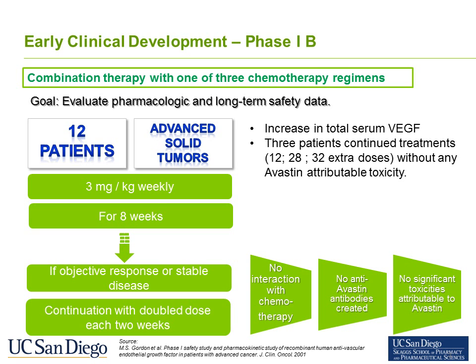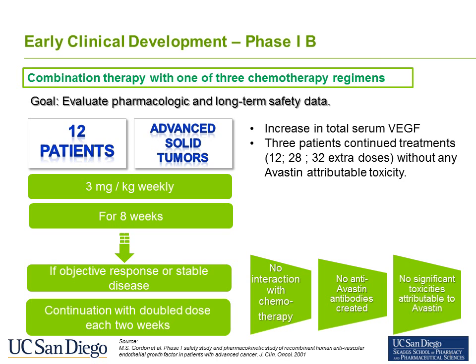Early clinical development, phase 1B. In this study, Bevacizumab was used in combination with one of 3 other chemotherapy regimens in the treatment of cancer. The goal of this study was to evaluate its pharmacology and long-term safety data. As opposed to the previous slide, where Bevacizumab was used as a monotherapy, it is now combined with one of 3 other chemotherapy regimens to better reflect its use in current clinical practice. 12 patients were included in this study, all with advanced solid tumors.